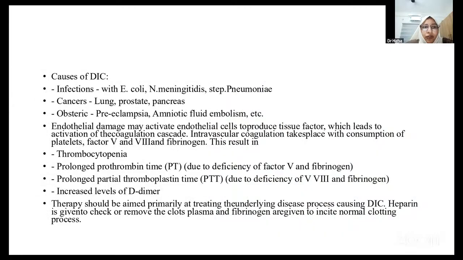Okay, I just put another slide from Davidson to make sure of the causes of DIC. What are the causes of DIC? Please go through Davidson and make sure that the causes of DIC and the treatment protocol, the conditions, are very clear with your theory part.